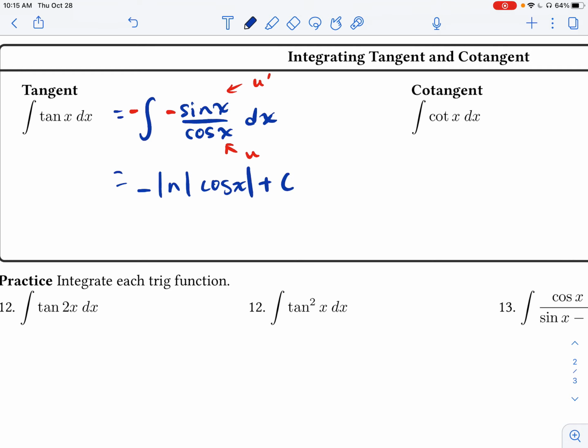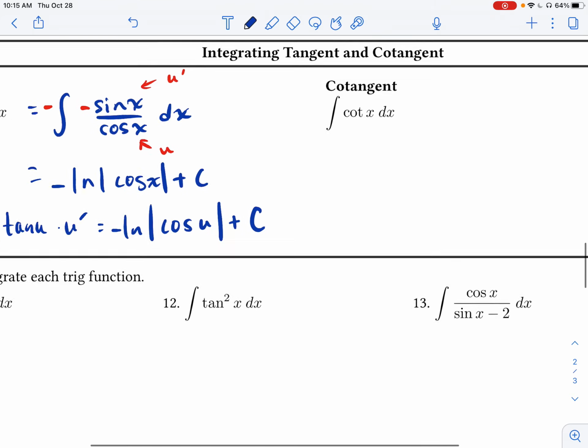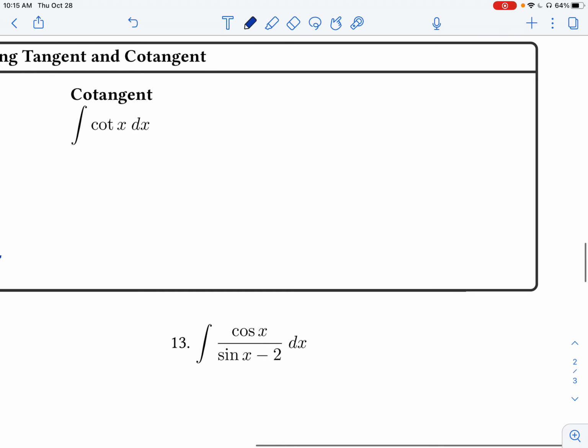Okay? So in general, we can say that the integral of tangent of u times u prime is equal to the negative natural log of the absolute value of cosine u plus c. Pause the video right now and see if you can come up with a similar rule for cotangent.